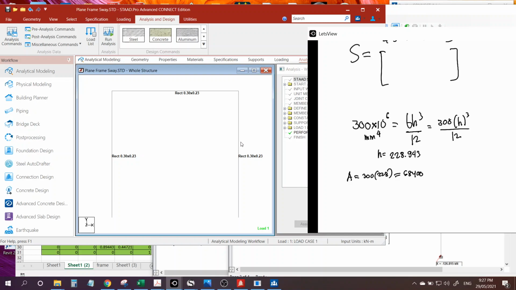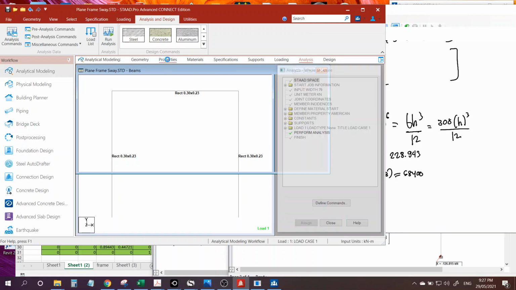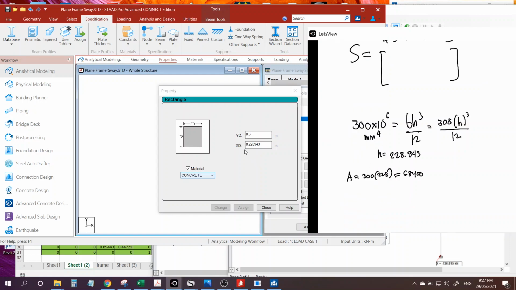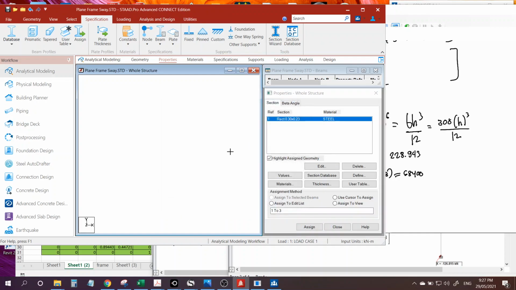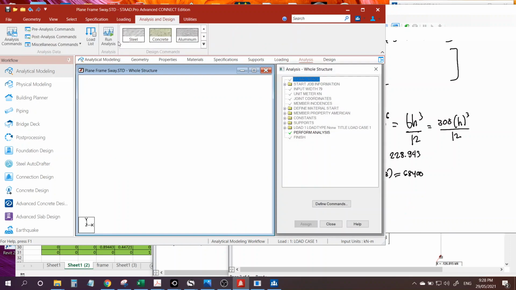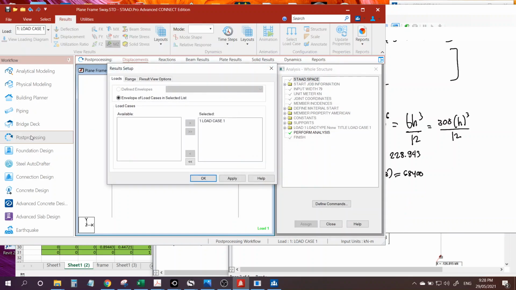Okay, so I implemented that here. So properties, 0.228943 by 0.3, to be consistent. So this cross section has a 300 times 10 raised to 6 mm to the fourth inertia. Of course, this is steel, as you see here. Okay, and loading, we already checked that, and I already ran this. So post processing.